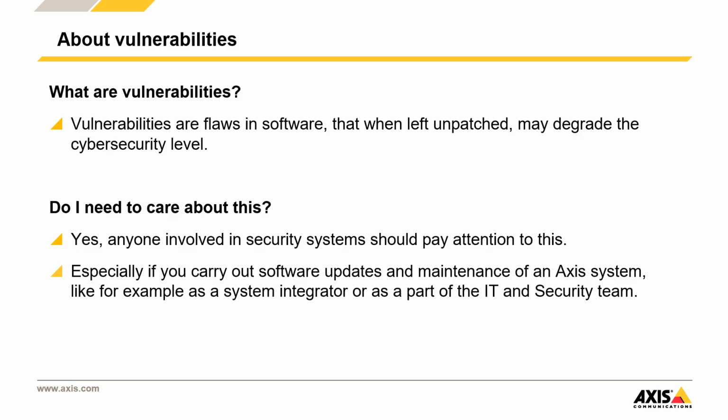So let's start with the basics. Vulnerabilities are flaws in software that, when left unpatched, may degrade the cybersecurity level of a product. That in return increases all sorts of risks. In general, vulnerabilities and the management thereof matters and should be addressed accordingly. So if you're involved in maintaining a security system consisting of Access products, then the following slides are definitely for you.